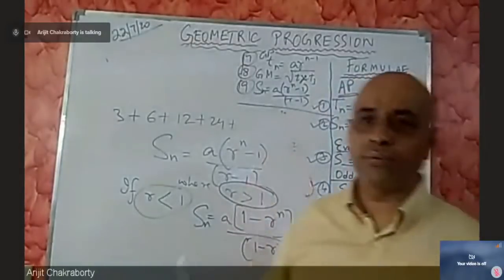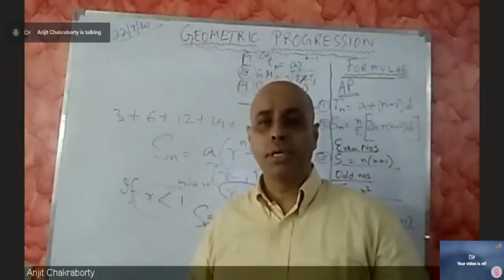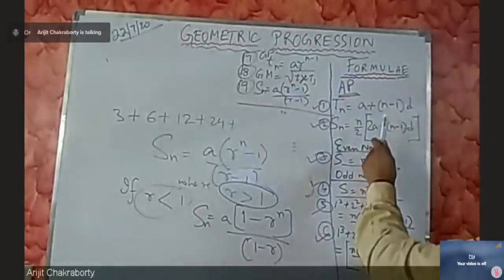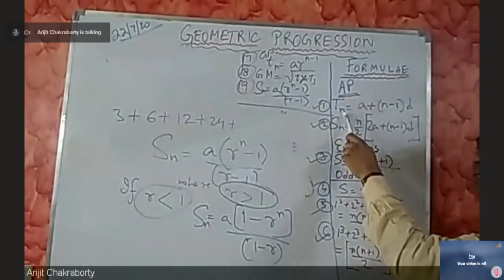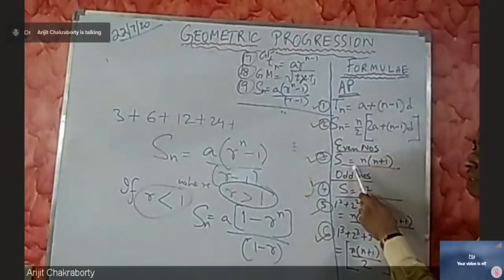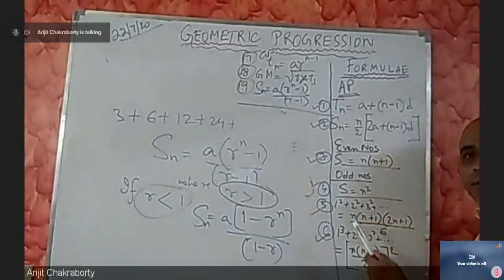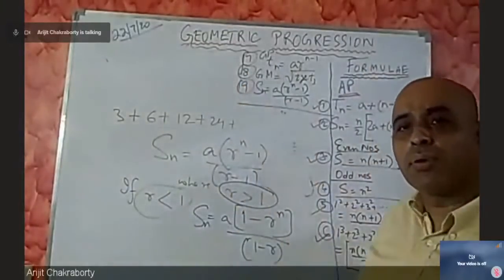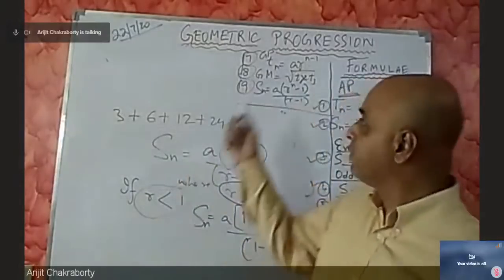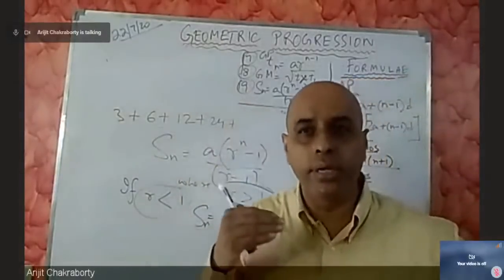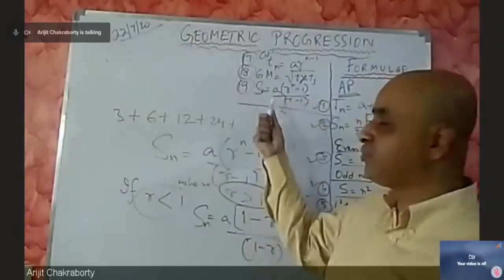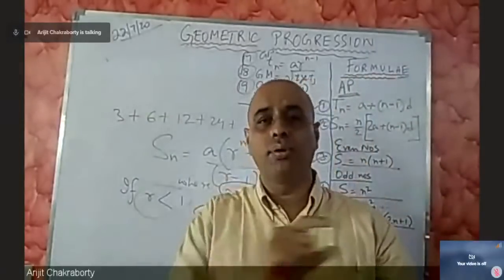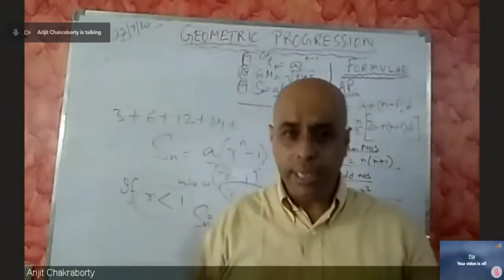So now we have 9 formulas in all. For AP, we have the nth term, we have the sum, we have the sum of even numbers, for the odd numbers, we have the squares, we have the cubes. Then we saw the GP formula number 1, the formula for the nth term of a GP. Then we saw the formula for the geometric mean. And finally, we see the formula for the sum of a GP series.